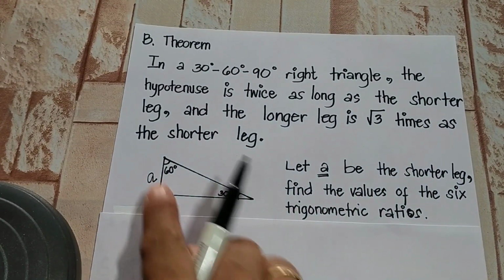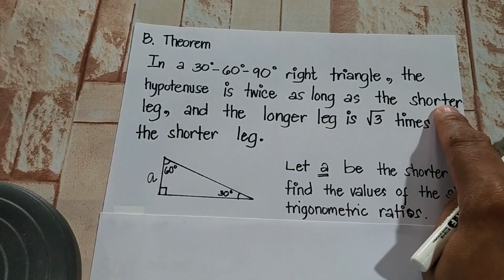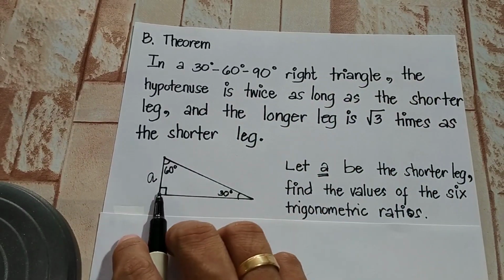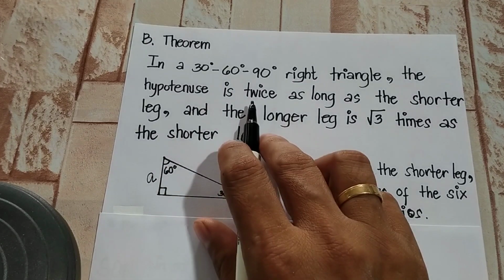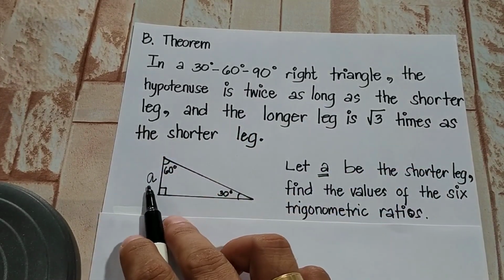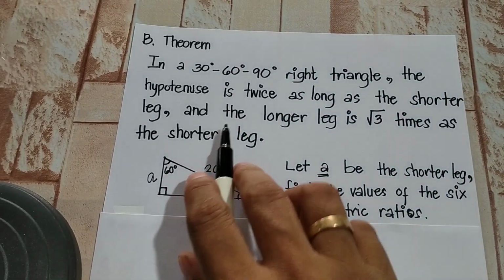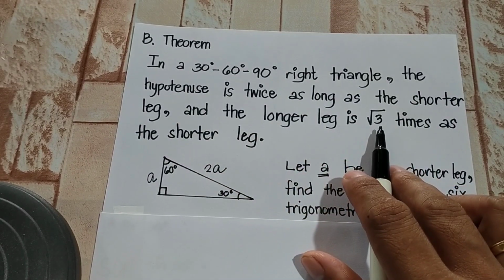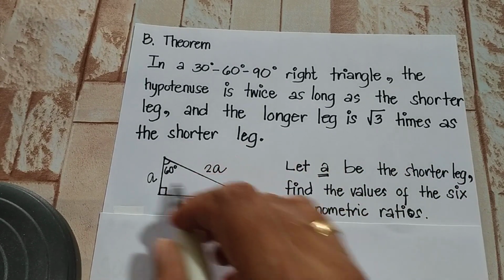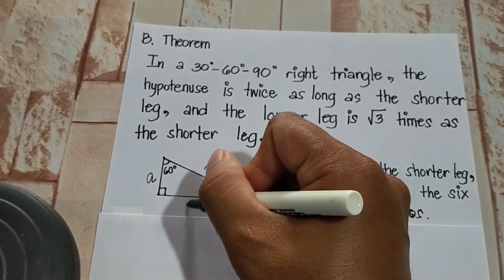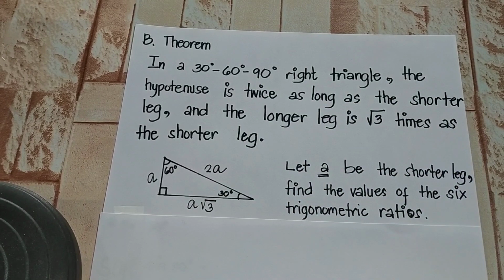Going back here, the hypotenuse is twice the shorter leg. Our hypotenuse is always opposite the right angle, so this side in here is our hypotenuse. That is twice the shorter leg, so that becomes 2A. And lastly, the longer leg is square root of 3 times the shorter leg, so we'll just add square root of 3 to A here, since this would be our longer leg.